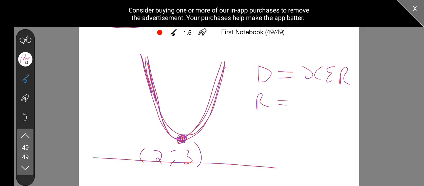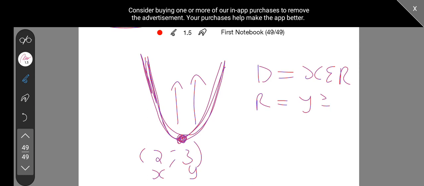Let's see. Below the graph, are the values of y possible? No, they are not. So what does this mean? This means that the possible values of y are from 3 going up. Remember, we're talking about the range and we're focusing on y. That's why we say the values of y are greater or equal to 3. So for the range, y is greater or equal to 3. This means that the values of y are possible from 3 going upward.